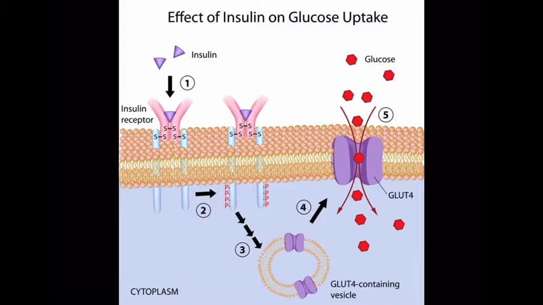Insulin is a hormone that is a protein, and it helps glucose be brought into the cell, okay? And when it comes to glucose, anything that ends in -ose is a sugar. Sucrose is table sugar. Glucose is a bigger sugar molecule.